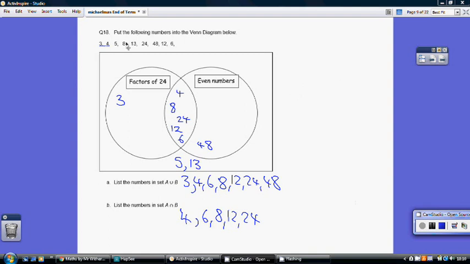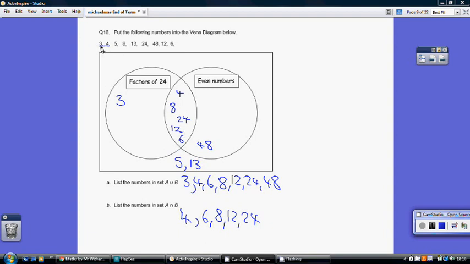Question 18. So we've been asked to put the following numbers into the Venn diagram. So looking at the Venn diagram, in this big football here, we've got to put all the factors of 24 from this list, and any numbers in this list which are even, we've got to put in this football, but any numbers which are both factors of 24 and even go in the overlap bit in the middle. So working our way along.